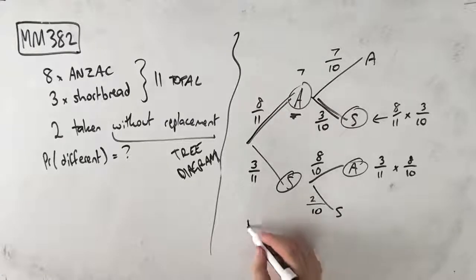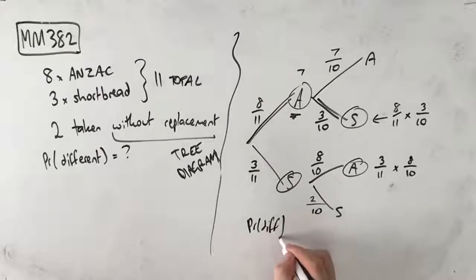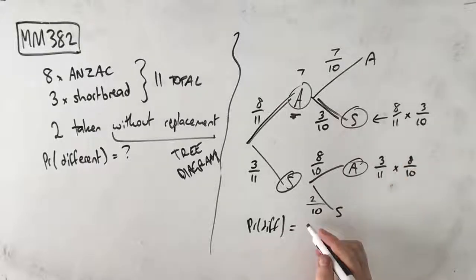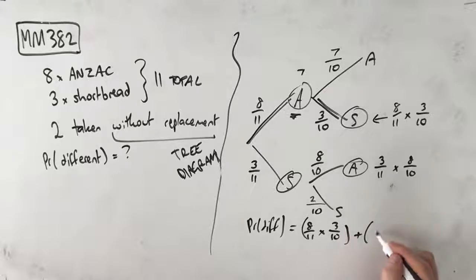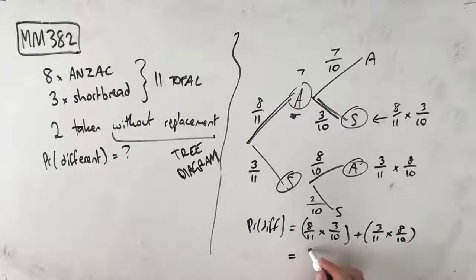Now, the probability of different is equal to these two added together. So 8 on 11 times 3 on 10, plus 3 on 11 times 8 on 10. What we get there is 24 on 55. You've got your CAS for this, so you can easily just put that in your calculator. So 24 on 55 is our answer, which is our choice of D.